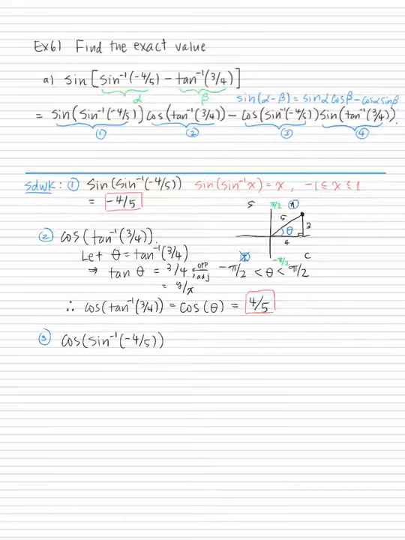Okay, now we're going to do the same thing as what we did earlier. So first, let theta be sine inverse of -4/5. So that implies that sine of theta is -4/5. And here's the important part. Theta is between -π/2 and π/2. So again, let's draw a picture to see what's going on.